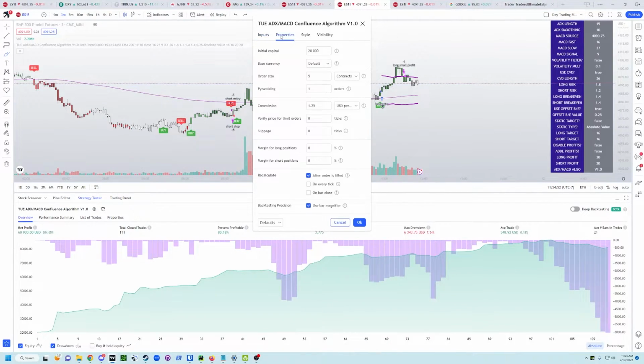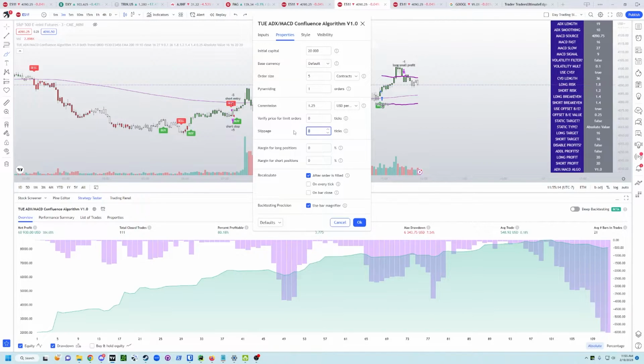Keep in mind you have some extra things in here that can change things around, right? You've got your initial capital, and you set your order size in here. You can set it with contracts, USD, or percent of equity. I just do a flat number of contracts. You set your commission, and then you can set your slippage like we were talking about.